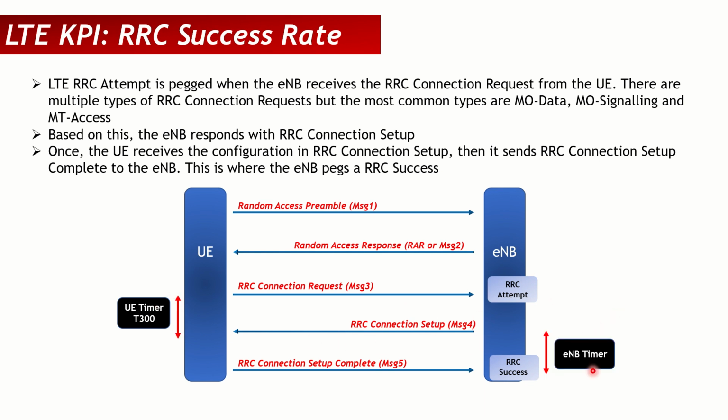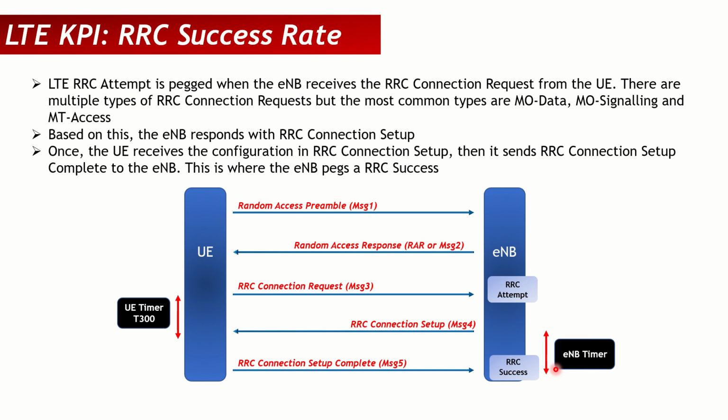Another one is over here on the eNodeB side. Once the eNodeB has sent message 4, which is RRC connection setup, the eNodeB waits for message 5, RRC connection setup complete, and this one is governed by a timer at the eNodeB side. Now, if this timer is small and it expires, the eNodeB will consider it an RRC failure, and thus we will have a lower RRC success rate. So increasing this timer can also increase the probability of the RRC success rate KPI. So these are the two basic timers that we have on the RRC part.